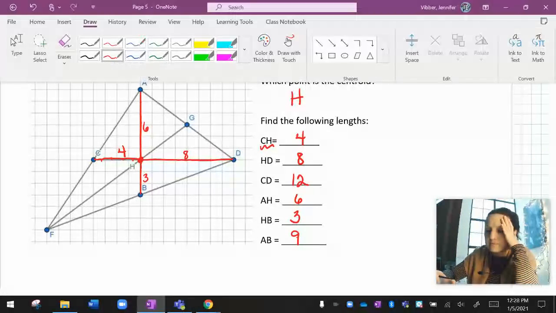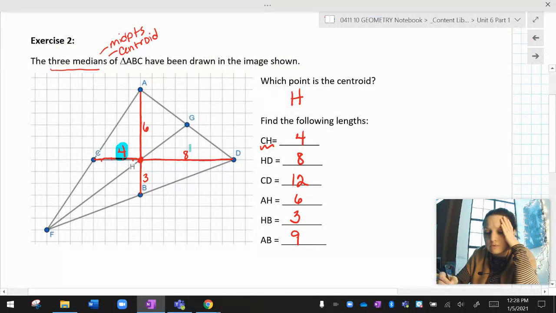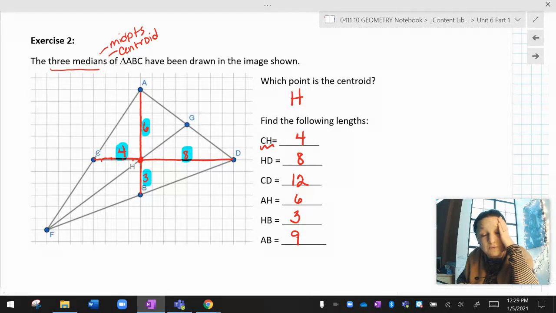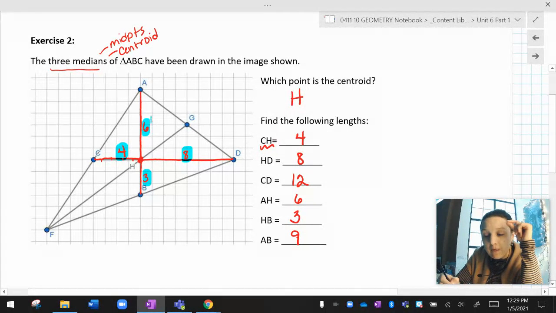Huh. 4, 8. 3, 6. Do you notice something? I notice something. I notice that 4 is half of 8 and 3 is half of 6. And you know what? It's not a fluke. It happens every time. The centroid splits the median up in a ratio of 2 to 1, in that the top part is 2/3 the length of the whole thing. The bottom part is 1/3 the length of the whole thing. And the bottom part is half the top part.